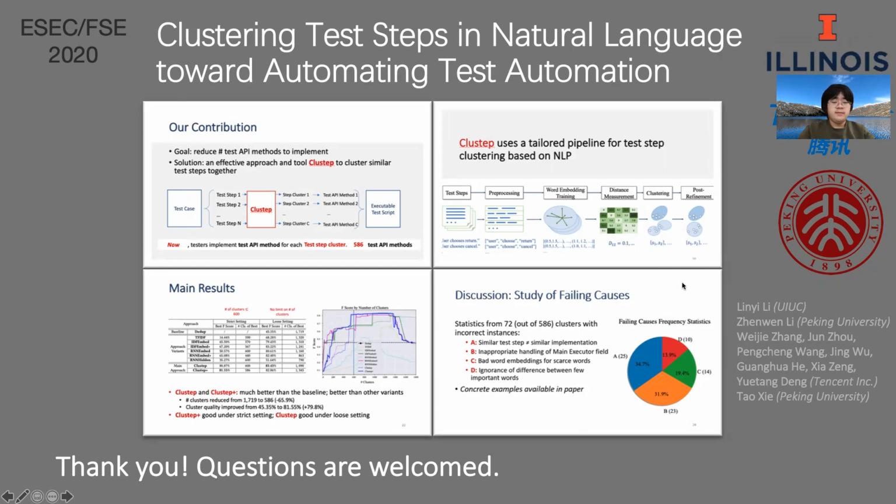In summary, in this paper, we introduced the workflow in WeChat testing automation and proposed an approach, ClusterDepth, to reduce the human effort required in the process. Concretely, ClusterDepth contains a pipeline for clustering similar test steps together based on their natural language description. The evaluation shows that ClusterDepth significantly improves the cluster quality and reduces the number of clusters. In other words, it reduces the number of test API methods required to be implemented by human testers. We also analyzed the failing causes and discussed future directions.